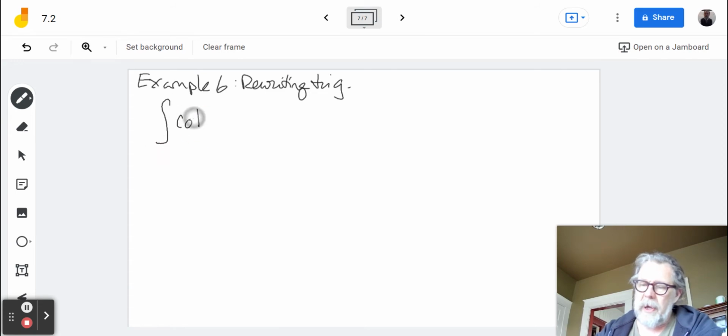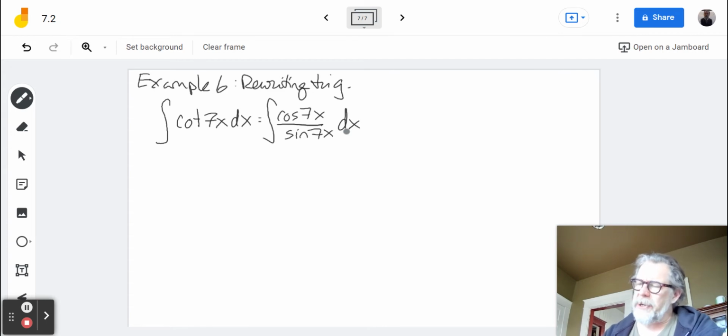Let's start with the cotangent of 7x dx. Well, we know that cotangent is cosine over sine. So we need a substitution. So let's look at a couple possibilities.